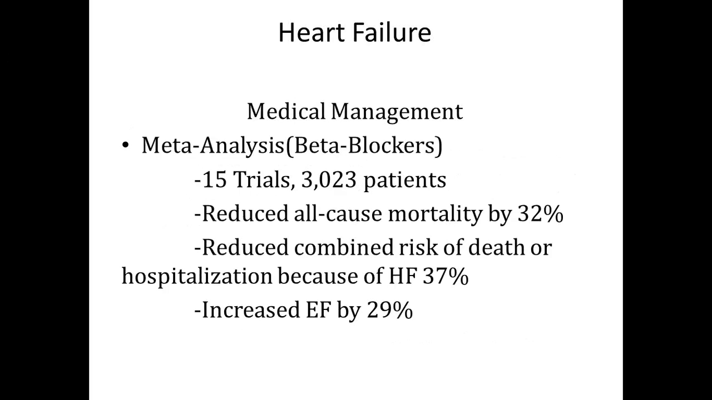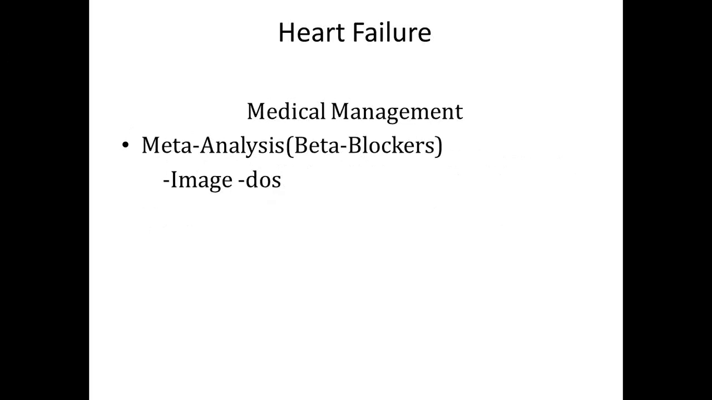So when you look at beta blockers, a meta-analysis of 15 trials with 3,023 patients showed beta blockers reduce all-cause mortality by 32%. They reduced the combined risk of death or hospitalization for heart failure by 37%, and increased ejection fraction by 29%. So beta blockers do a lot of good things in heart failure with reduced ejection fraction. That's why it has a class 1A indication. All right.